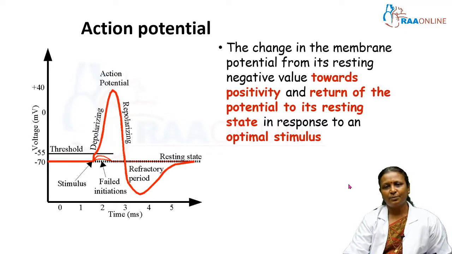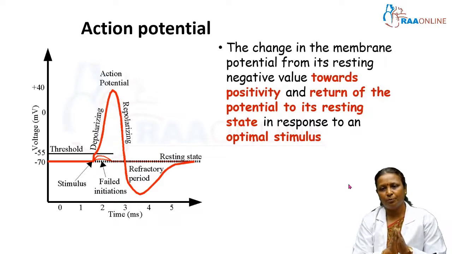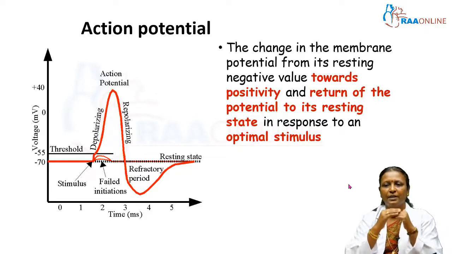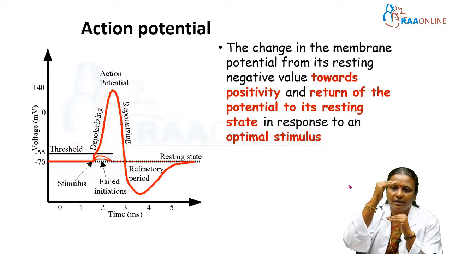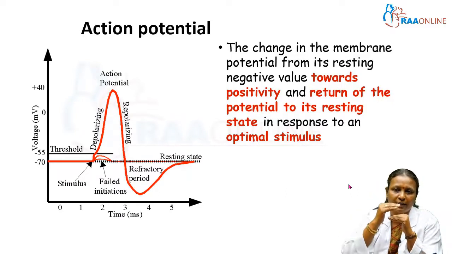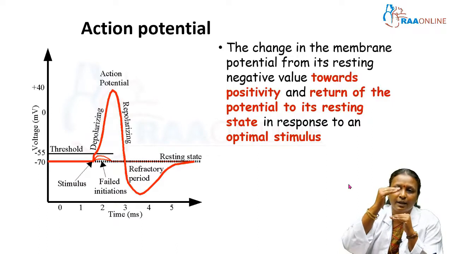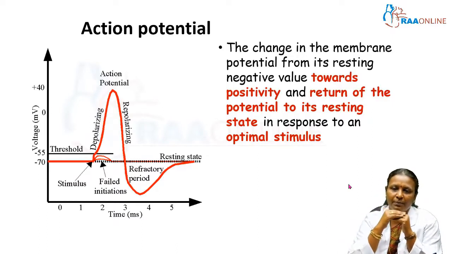So, what is action potential? Each and every word is important. The change in the membrane potential from its resting negative value. We all know the resting membrane potential is negative. The change from the negative resting value towards positivity. If the membrane is moving towards positivity, what do you call that? You call that depolarization. If the membrane is moving towards negativity, you call that hyperpolarization.